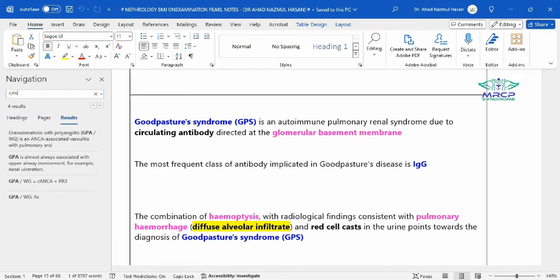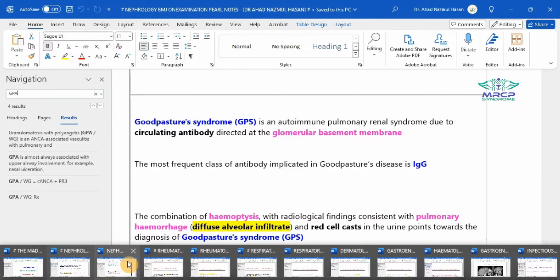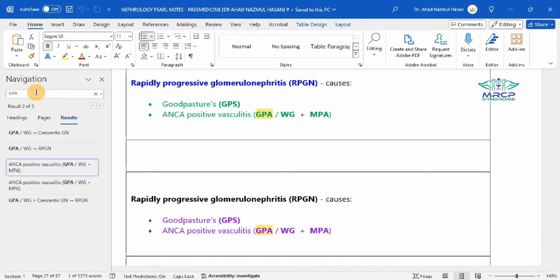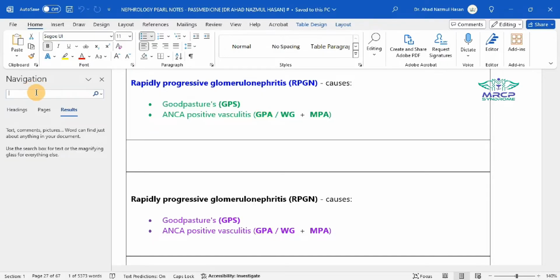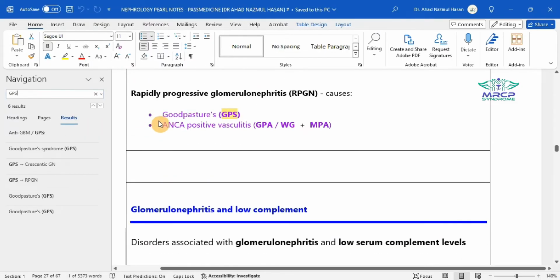And the third one is our GPS, Goodpasture syndrome. So usually all candidates know GPA and GPS very well, but in the part 2 exam they more frequently give MPA. So MPA will have P-ANCA positivity with anti-MPO.